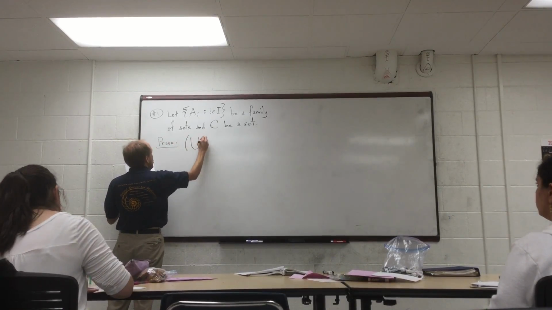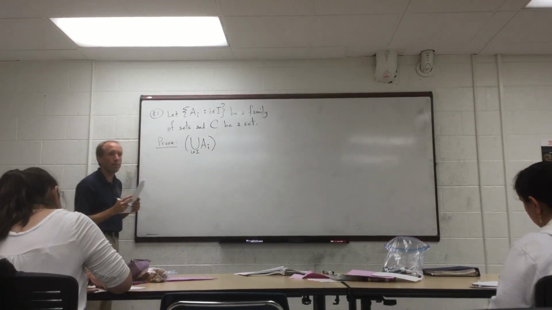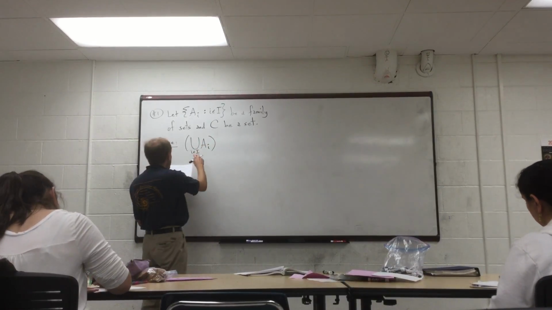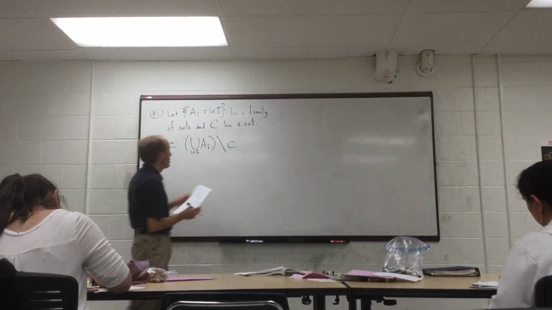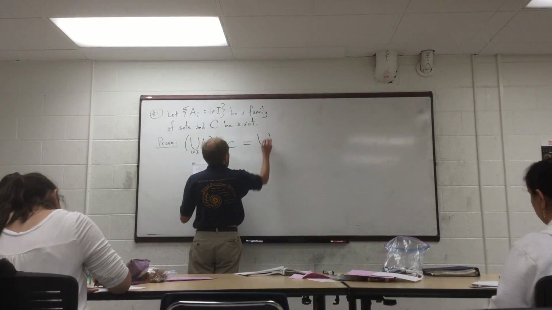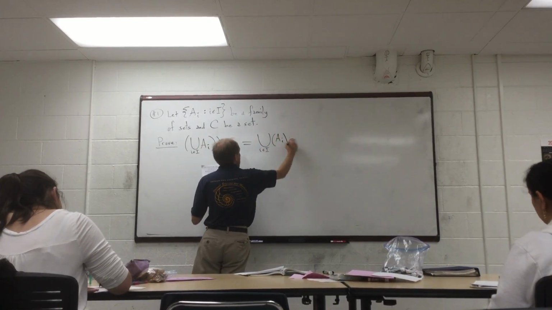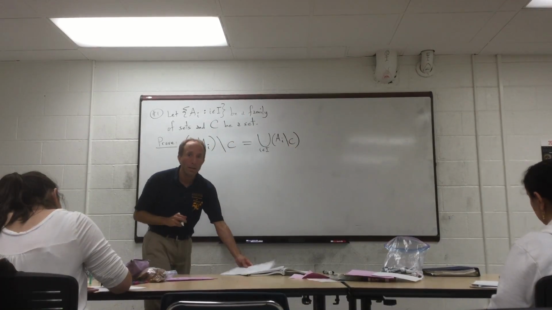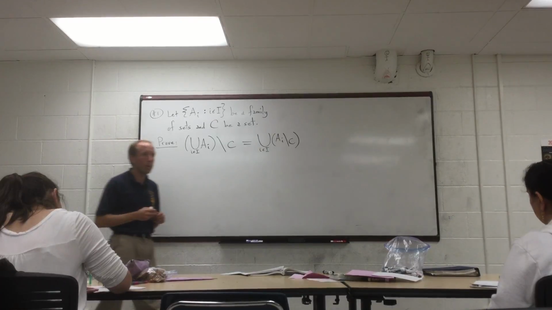is that if we take the union of the A sub i, using my index notation, this goes way back to the first couple of weeks, and I take away C, so this is a set difference, then I would like to show that that's the same as the union of the A sub i minus C. We did one quite like this before, but I just want to practice.